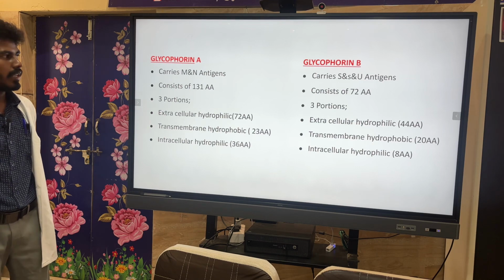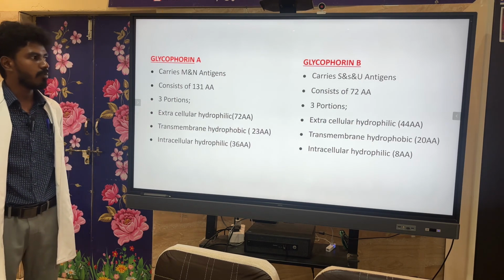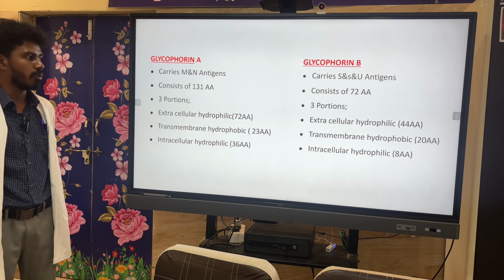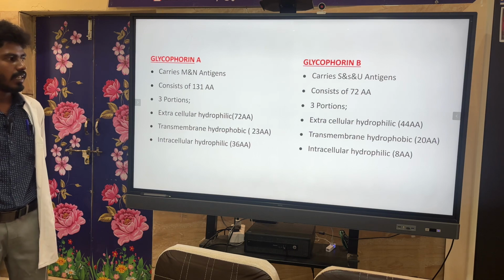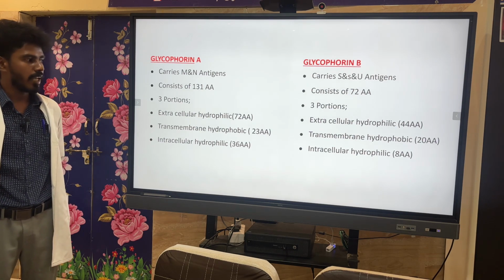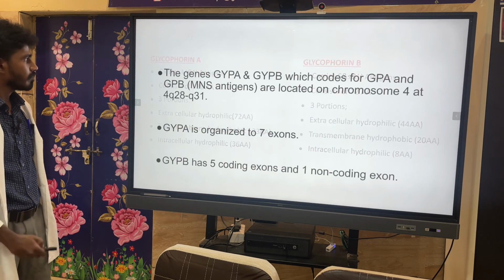Glycophorin B carries capital S, small s and U antigens. It consists of 72 amino acids in 3 portions. The extracellular hydrophilic portion contains 44 amino acids, the transmembrane hydrophobic portion contains 20 amino acids, and the intracellular hydrophilic portion contains 8 amino acids.